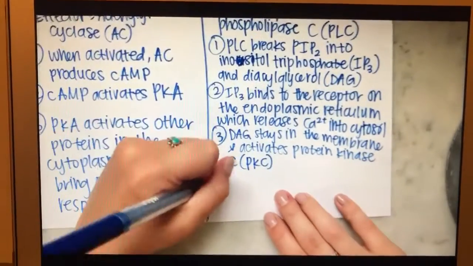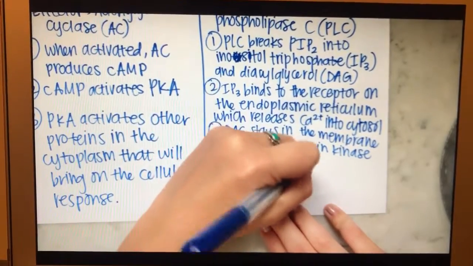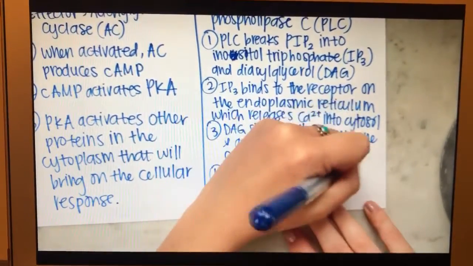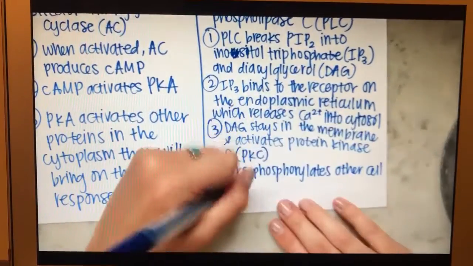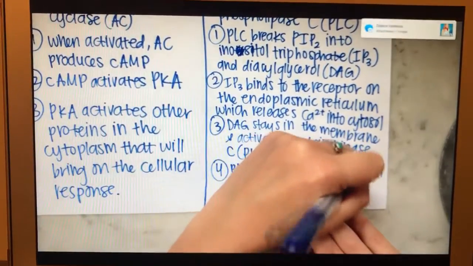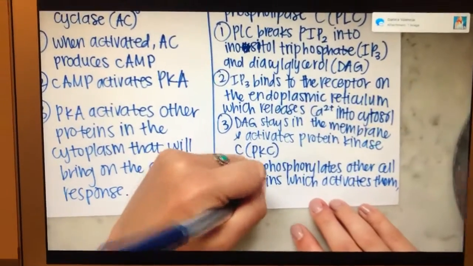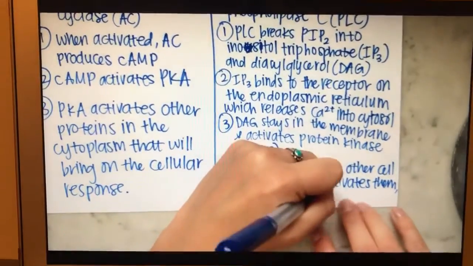And then this PKC actually phosphorylates, which means adding a phosphorus group, to other cell proteins, which then activates them. This activates the proteins, and this leads to a cellular response as well.